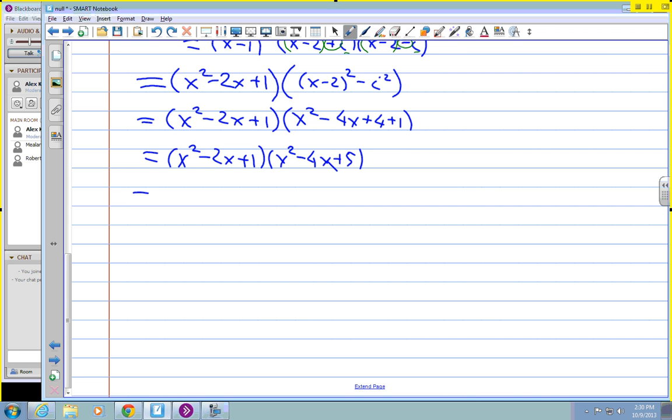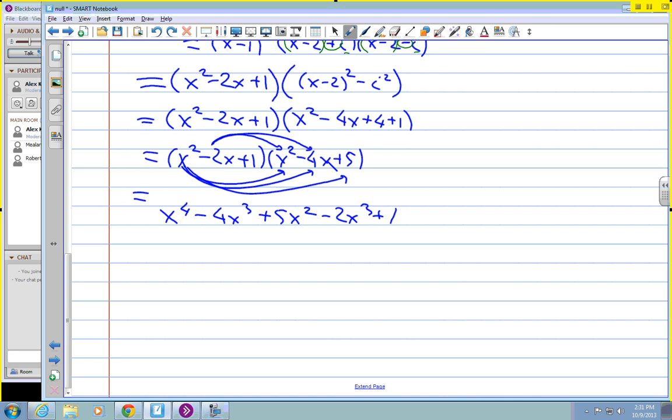And then you just FOIL that, and there's just no easy way of doing this. So x times x squared is x to the 4th. x squared times negative 4x is negative 4x cubed. x squared times 5 is 5x squared. Negative 2x times x squared is negative 2x cubed. Negative 2x times negative 4x is positive 8x squared. So it's kind of a long process. What is that? Negative 10x. And then times 1, so it's x squared minus 4x plus 5, right? Minus 10x? Yes, you're right. I wrote plus 10x.